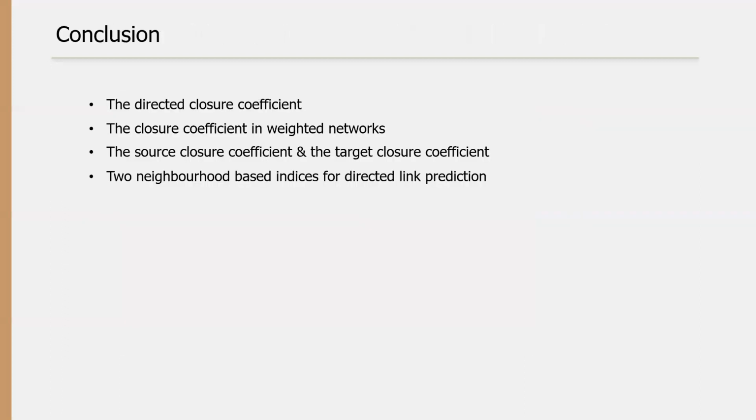So in conclusion, we propose the directed closure coefficient and its extension to weighted networks to measure edge clustering in complex directed networks. To study further, we also propose the source and the target closure coefficients and two similarity indices based on them. We anticipate that the directed closure coefficient can be used as a descriptive feature as well as in other network analysis tasks.